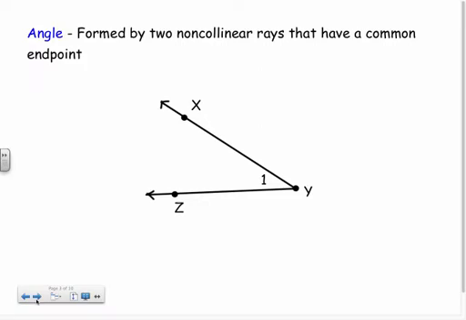Okay, talking about how rays form our angle now. An angle is formed by 2 non-collinear rays that have a common endpoint. So if you look here, we have a common endpoint between these 2 rays, Y. That's our common endpoint, right? And we call that endpoint the vertex. So where our angle meets, basically, is called the vertex, that point.